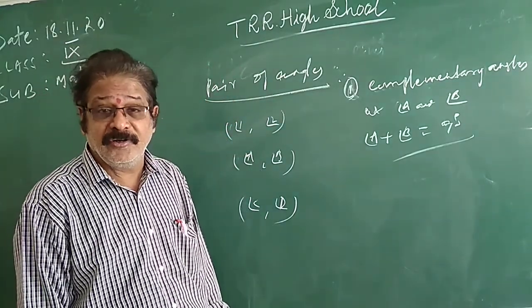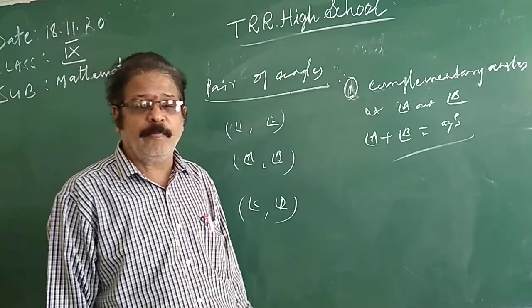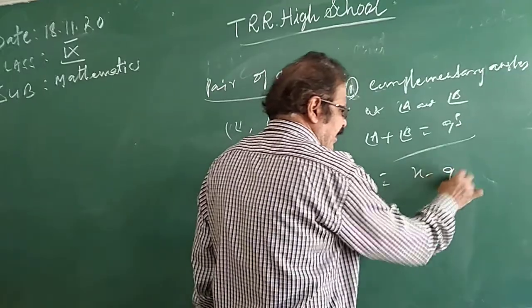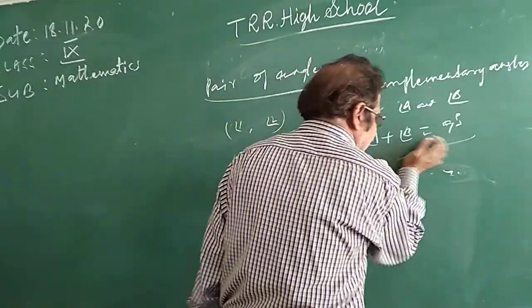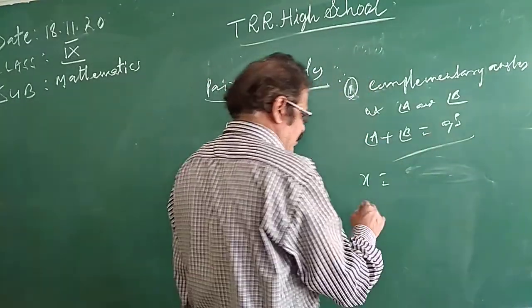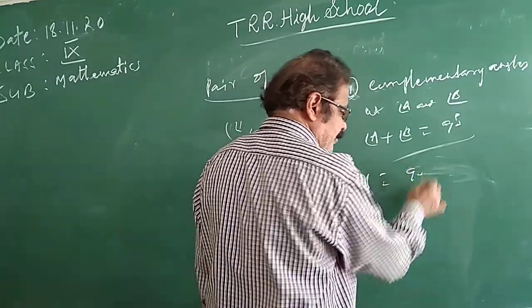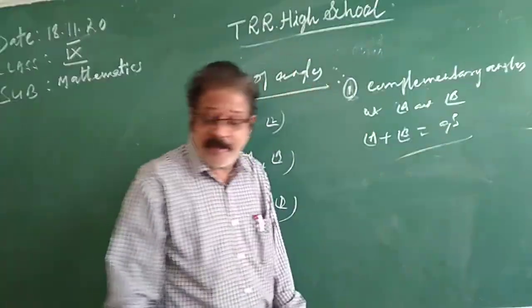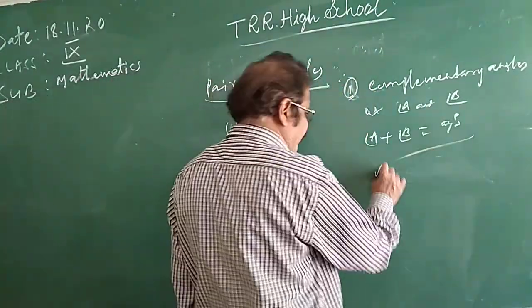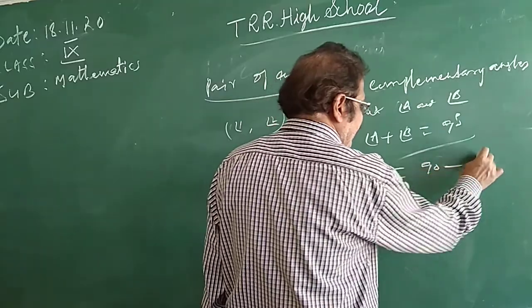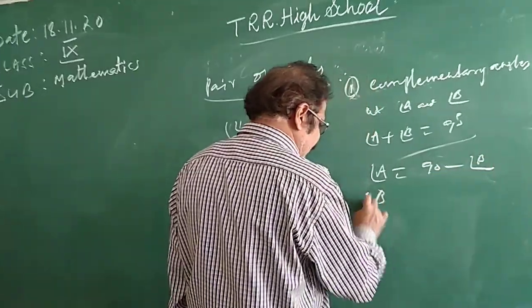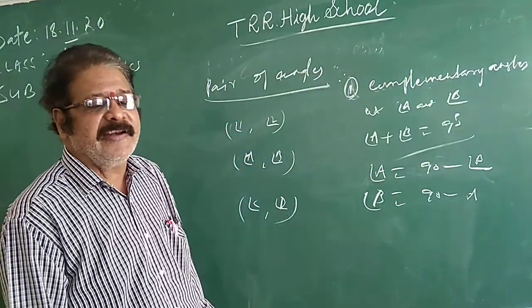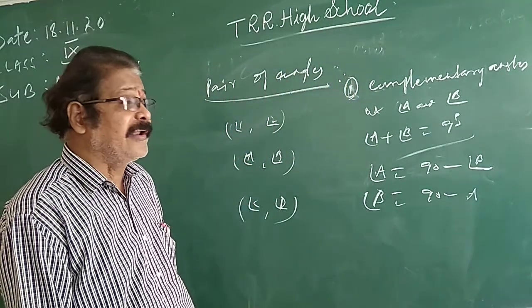I hope you understood about complementary angles. If an angle is x degrees, its complement is what? 90 minus x. So complementary means the sum of the two angles is 90 degrees. What is the complement of angle A? 90 minus angle B. The complement of angle B is 90 minus angle A. The sum of the two angles is 90 degrees, so they are called complementary angles.